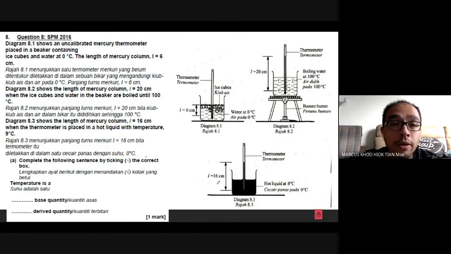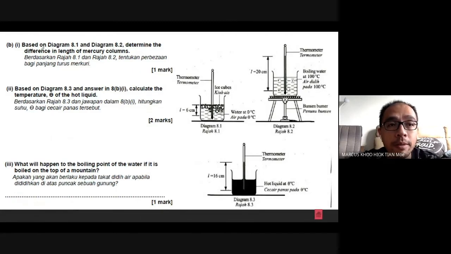If you know how to use the formula from yesterday's lesson, this will be very easy, you will know how to find out the measurement of this temperature. So temperature, is it a base quantity or derived quantity? It is obviously a base quantity. Teacher Fiona would have taught you this. Now determine the difference in the length of the mercury columns. It is very easy.